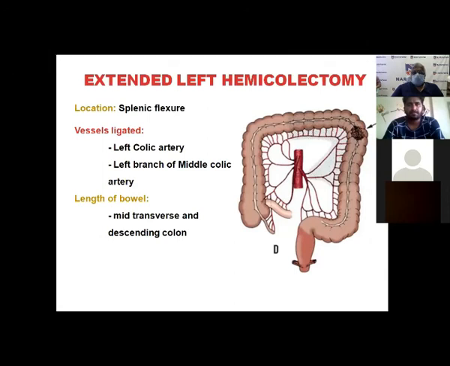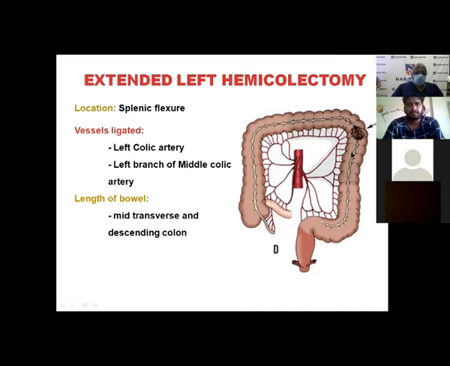Now if the splenic flexure is involved, you have to do an extended left colectomy. Short of the sigmoid, the whole of the colon must be removed. The things to take are the mid-transverse colon, descending colon, left colic, splenic flexure, left colic artery, left branch of the middle colic artery, mid-transverse and descending colon, leaving the right colon intact. This is the portion that is given. This is extended left hemicolectomy.